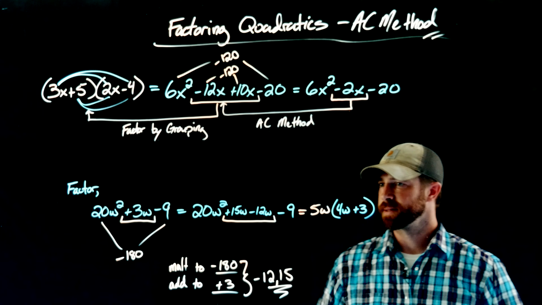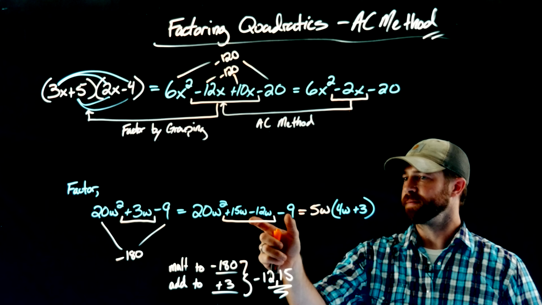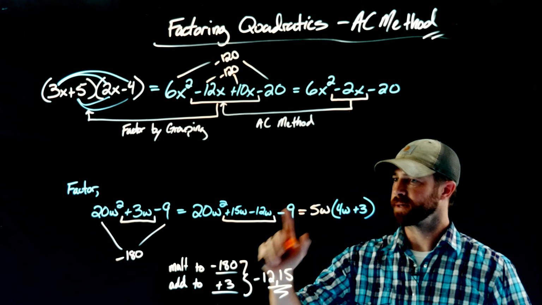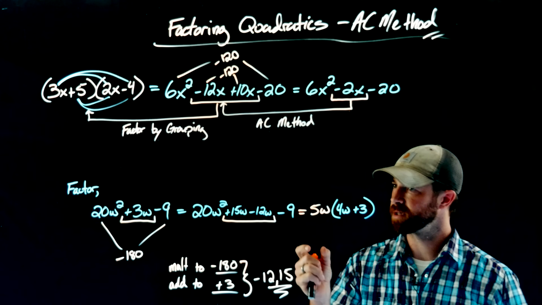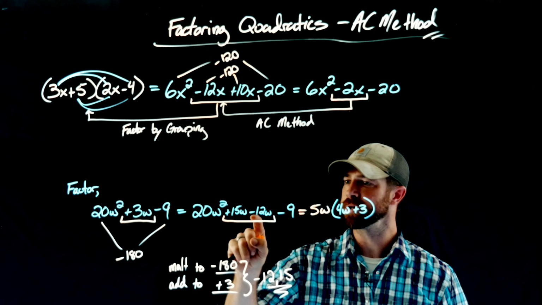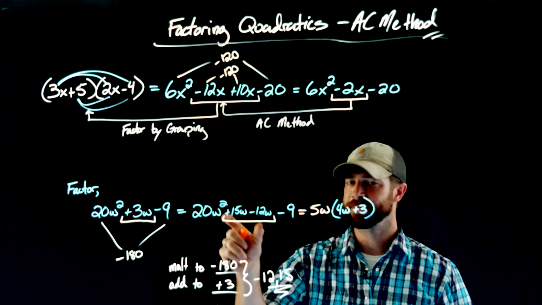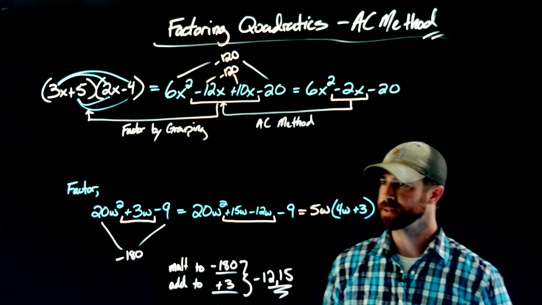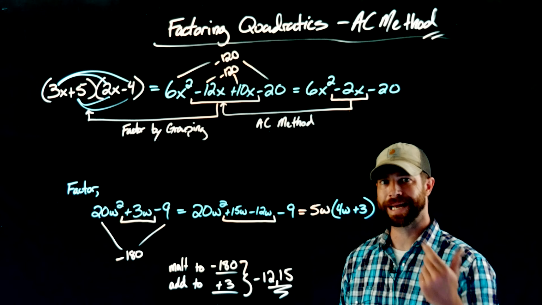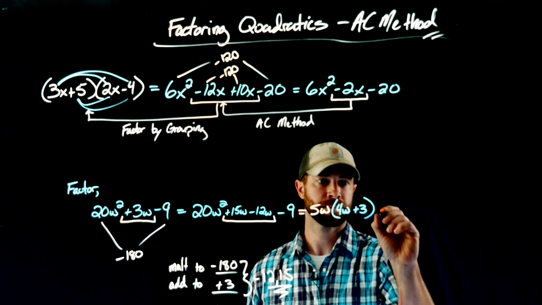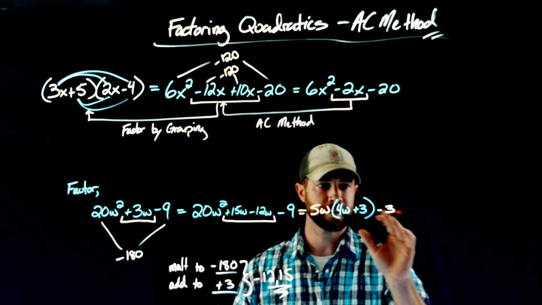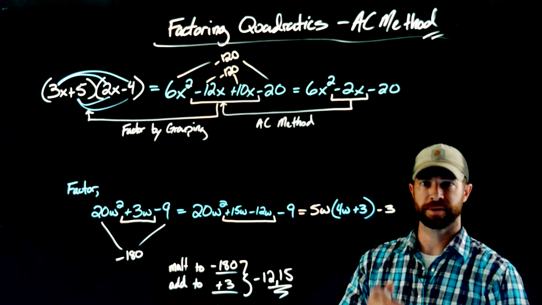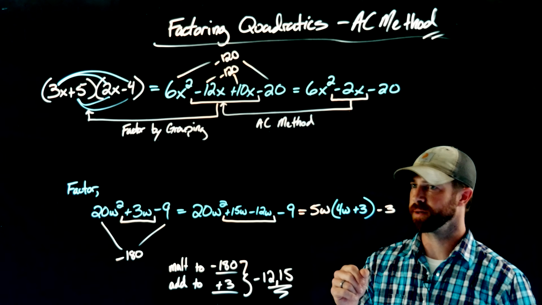Now, in the second set of terms, the negative 12w and the negative 9, I'm going to factor out the greatest common factor. Really important, though, when I'm factor by grouping, don't forget that if this third term is negative, I need to factor out a negative as the greatest common factor. So 3 is the greatest common factor, but I'm going to factor out a negative 3. This isn't special to the AC method. This is always when you're factor by grouping to get this done right.